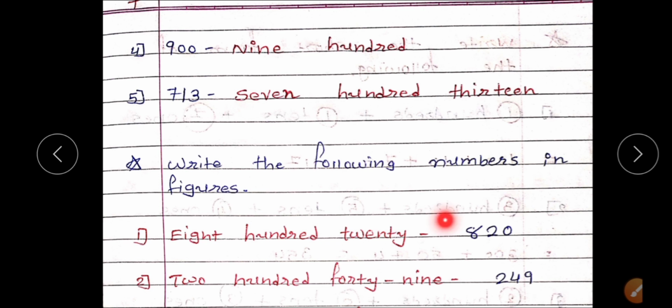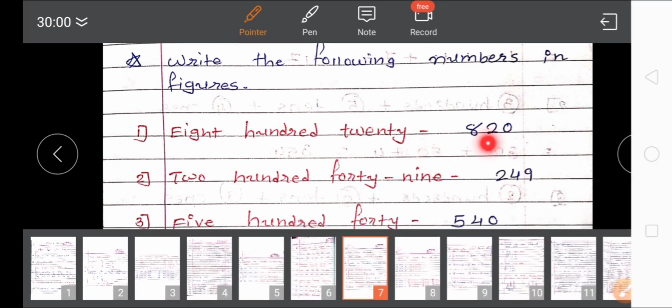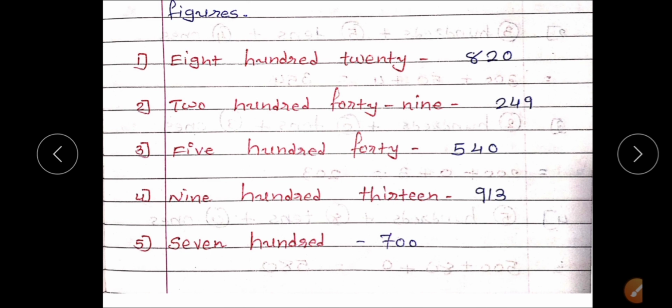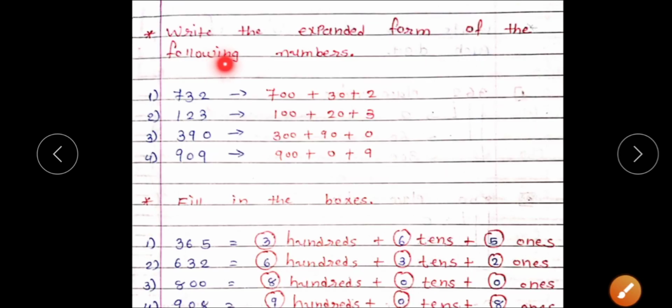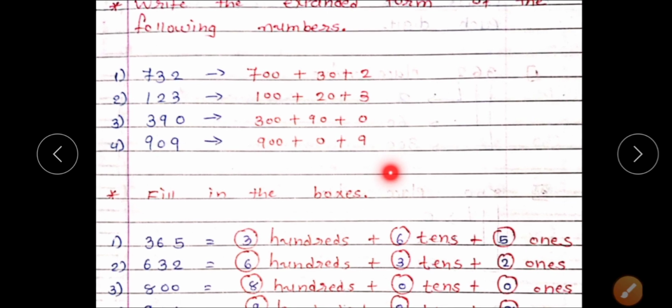Now next, write the following numbers in figures. 820 means 820. Now like this you have to write for 249, 540, 913, 700. Write the expanded form of the following numbers.